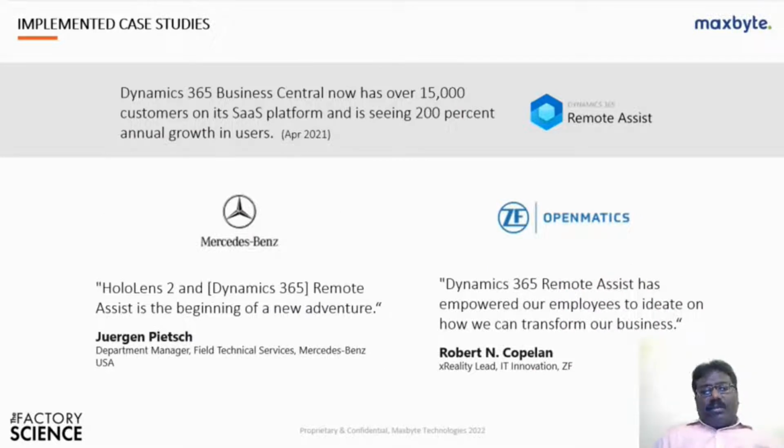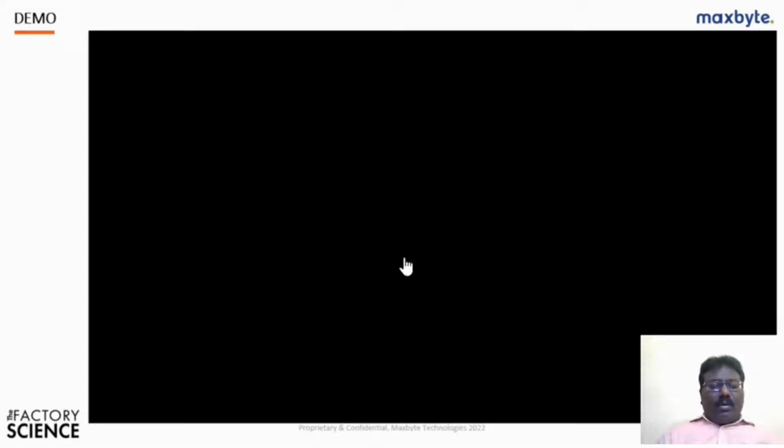Coming to Dynamics 365 Remote Assist, it is from Microsoft, and it is a SaaS-based platform. More than 15,000 customers are already using it, and you can see the testimonials from Microsoft, Burns, and Openmatics here. So all major companies and corporates are already using this remote assist or remote guidance solution. Let's see a demo of how we can connect to the other person with this Remote Assist.